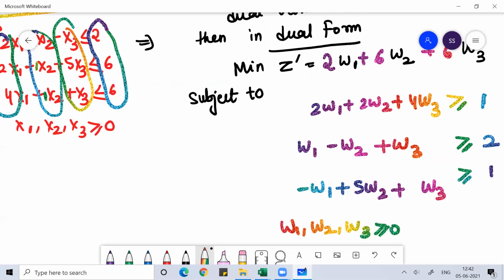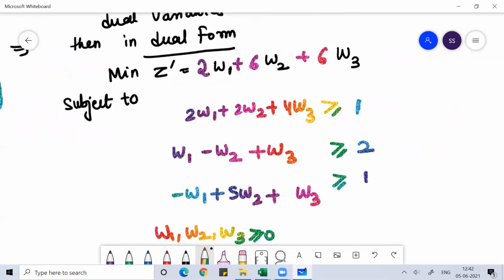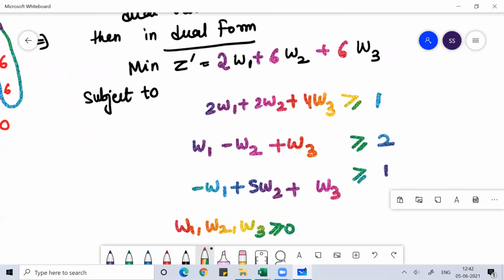It doesn't matter whether you're writing the primal or the dual, your decision variables should always be non-negative. Clear, everyone?